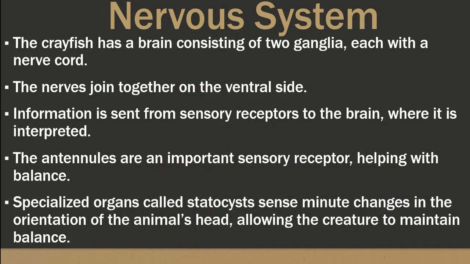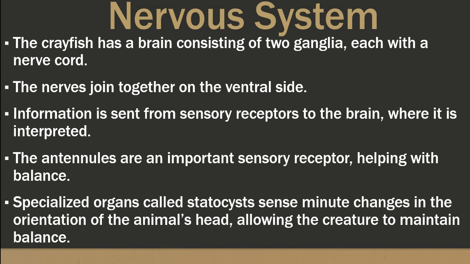The information is sent from the sensory receptors. Say the eye would get light signals. We would also have taste coming in from the antennules, those kind of things. It gets interpreted by the brain. Antennules are going to be helping with balance as well. So that's part of the nervous system.